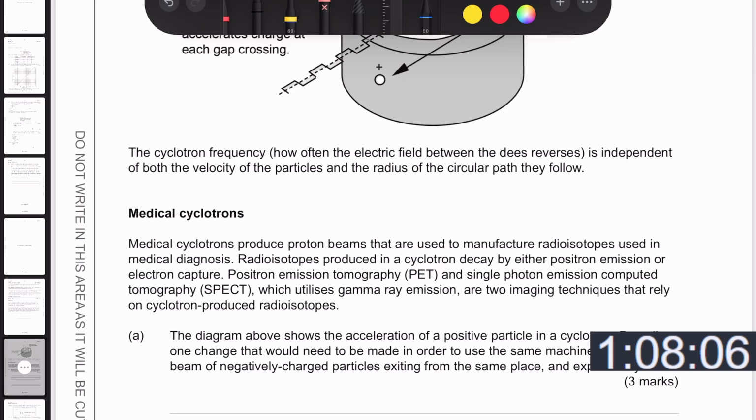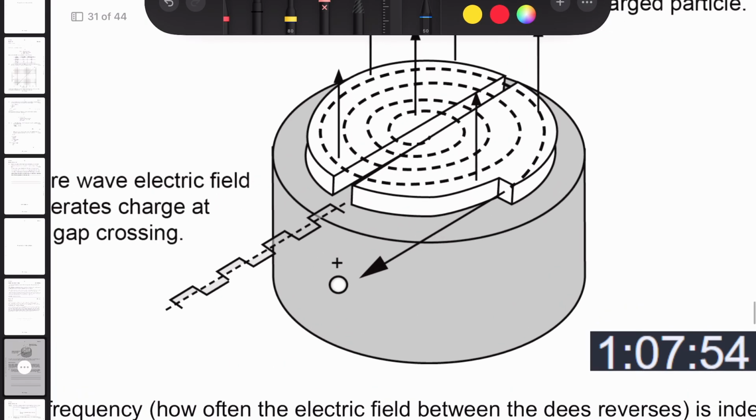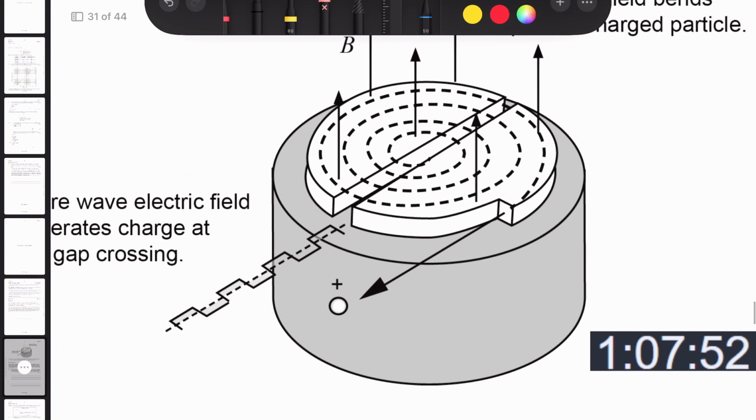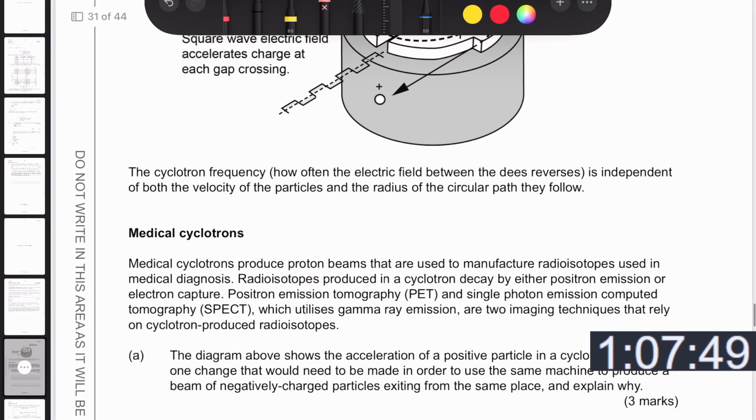The diagram above shows the acceleration of a positive particle in a cyclotron. Describe one change that needs to be made in order to use the same machine to produce a beam of negatively charged particles exiting from the same place. Explain why. So negative would accelerate in the opposite direction.